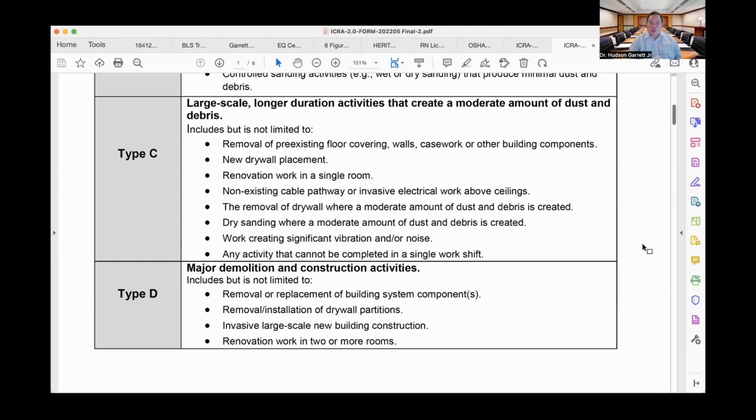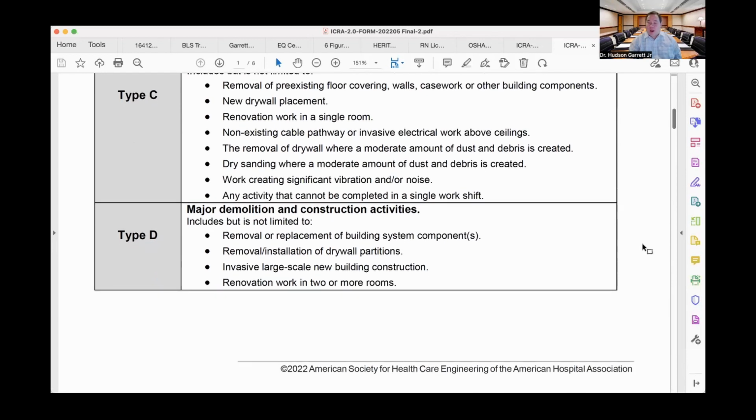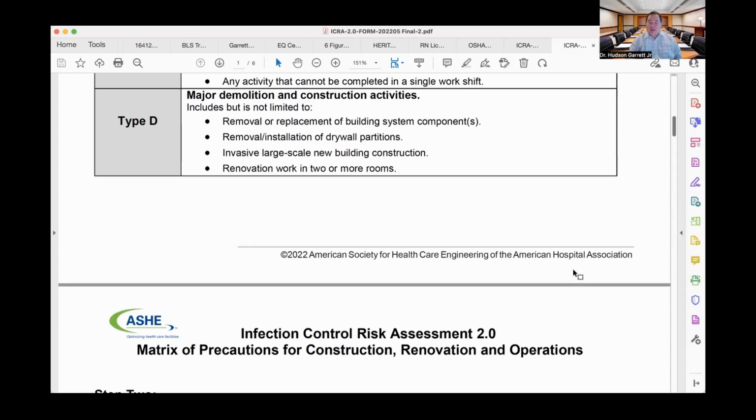So based on what you're describing, I think we would both agree that we've now ventured into type D, right? So we're looking at that more invasive renovation work, 2 or more rooms. You're talking about 15 total rooms. There's probably going to have to be HVAC system ducts and stuff moved, and we're certainly going to have to deal with drywall. So we can identify that we're dealing with a type D situation here.